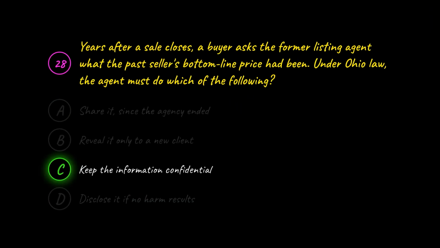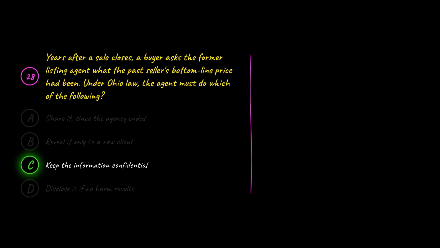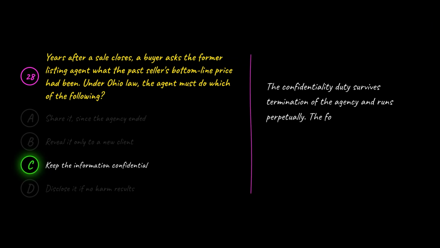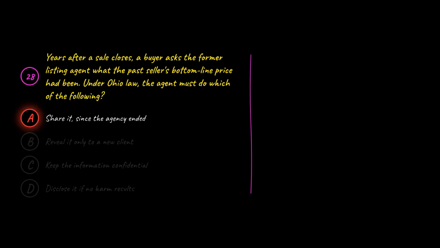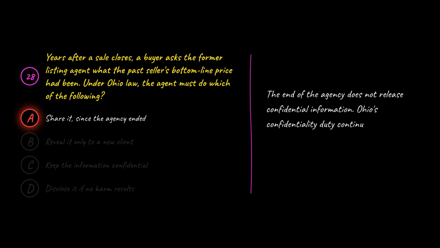The correct answer is C. Keep the information confidential. C is correct because the confidentiality duty survives termination of the agency and runs perpetually. The former agent may not reveal the past seller's bottom line price to any third party, including the buyer, even long after closing. A is wrong because the end of the agency does not release confidential information. Ohio's confidentiality duty continues after termination, so closing the transaction does not free the agent to talk.